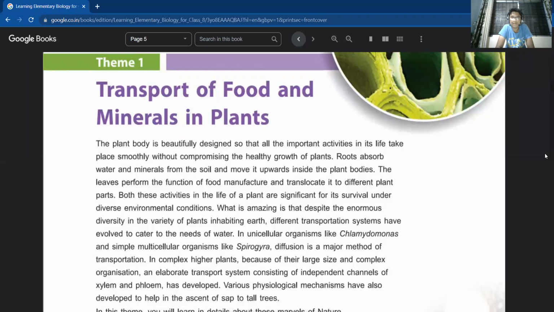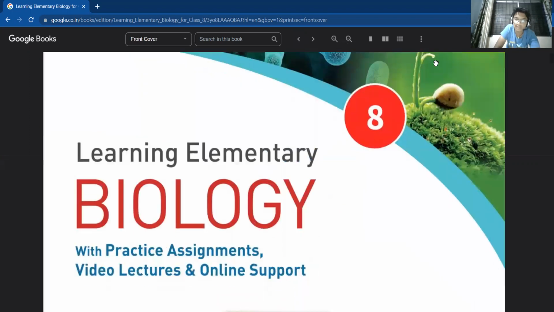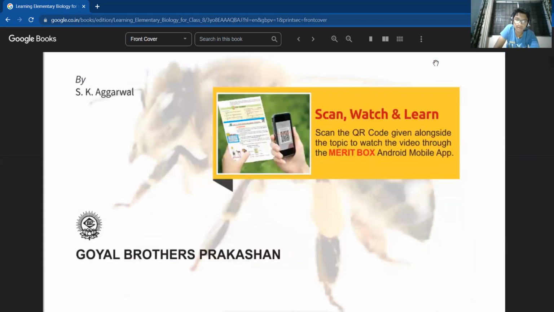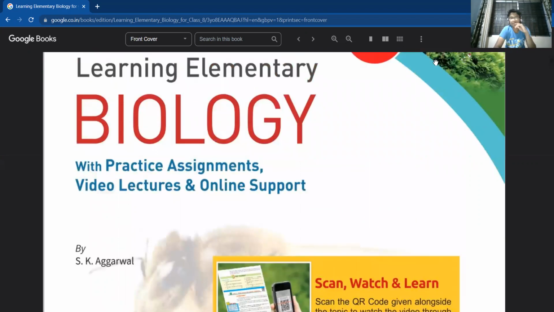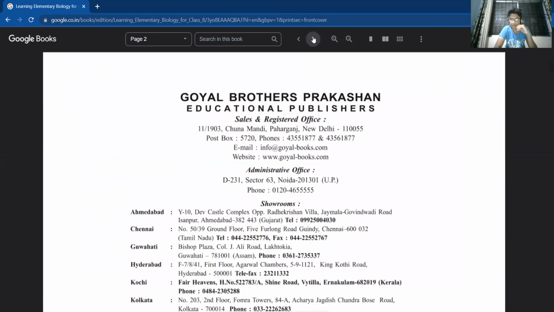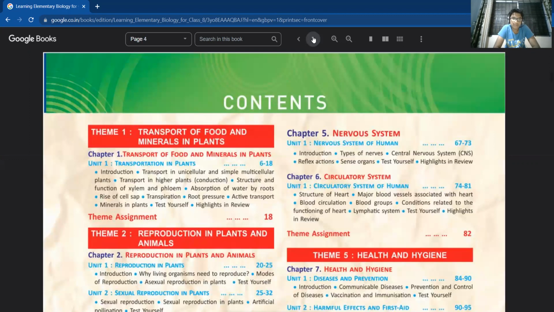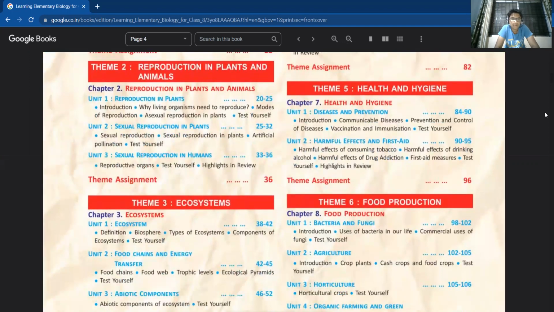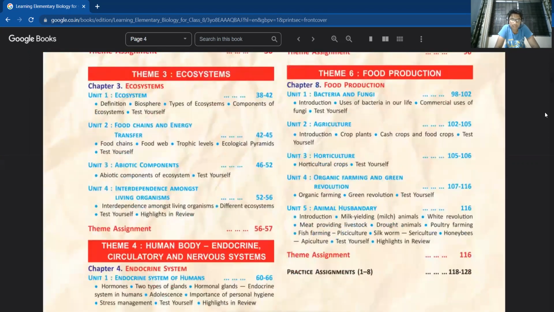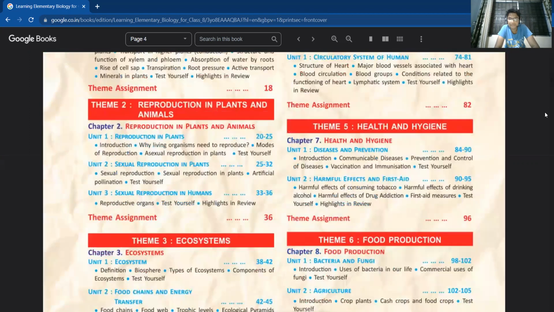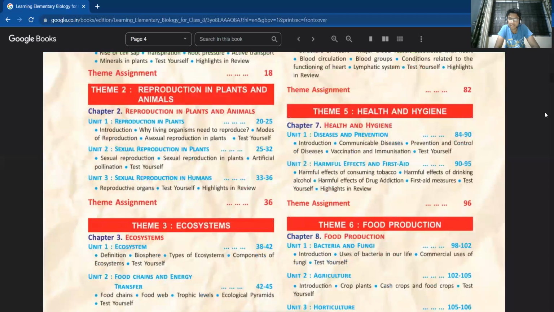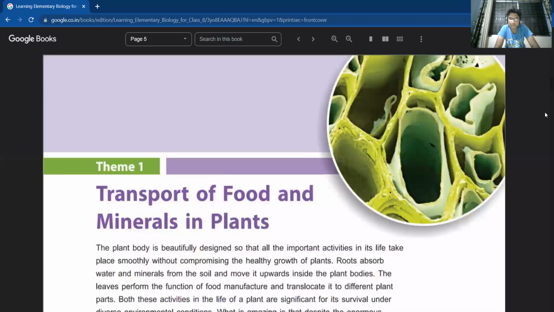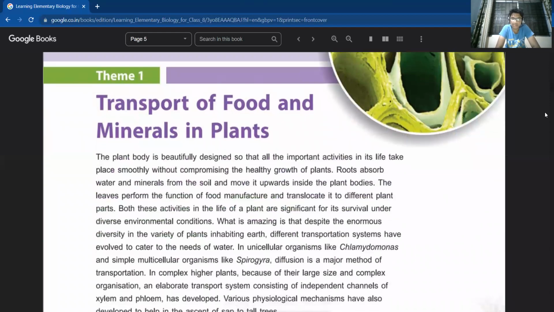So for this one, I'll be giving an intro of the book first. This is Learning Elementary Biology by S.K. Agarwal and R. Goel. Let me show the contents also. The first one is transport of food and minerals in plants, reproduction in plants and animals, ecosystems, human body, the endocrine, circulatory, and nervous systems, and then the health and hygiene chapter, and food production. So first we'll be starting with transport of food and minerals in plants.